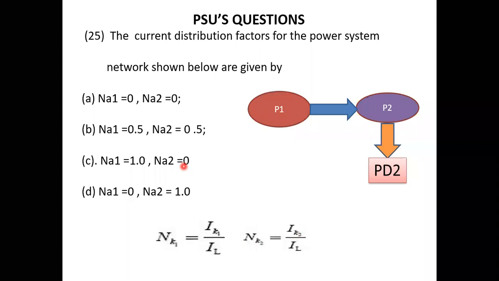Okay, so once you observe the options, in A also NK2 is equal to 0. Similarly, in the C option also, NK2 equals 0. Then again, we need to consider NK1. In option A, NK1 equals 0, and in the C option, NK1 equals 1. Then out of these two, which one is right? A option or C option?